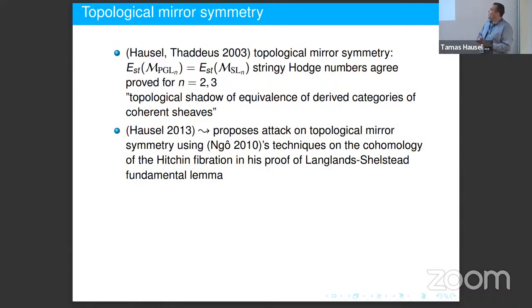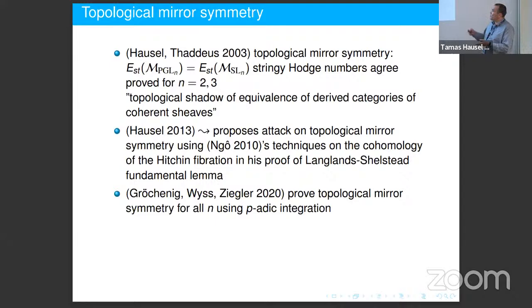So from my perspective, in 2013, I proposed an attack on topological mirror symmetry using Ngô's techniques on the cohomology of the Hitchin fibration, which was the heart of his proof of the Langlands-Shelstad fundamental lemma in number theory. What I noticed is that the two geometries are uncannily related and similar.